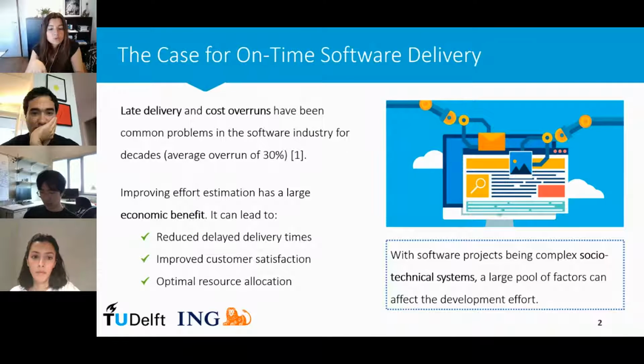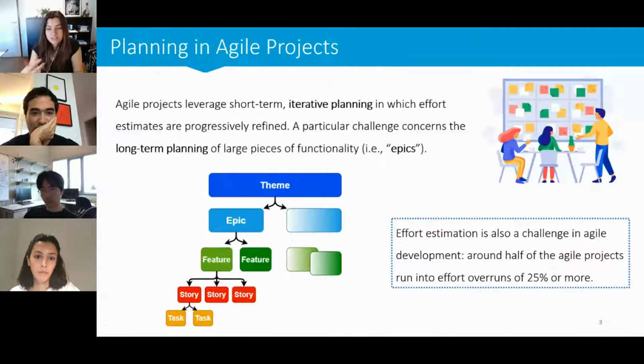Effort estimation is also a major challenge in agile settings. So a particular challenge involves the combination of the flexible, iterative, agile planning setting with the business needs for a long-term planning of larger pieces of functionality that we often refer to as epics. And epics are larger deliveries that can be split into features, which in turn can be split into user stories. And in our paper, we focused on delays at the level of epic deliveries.